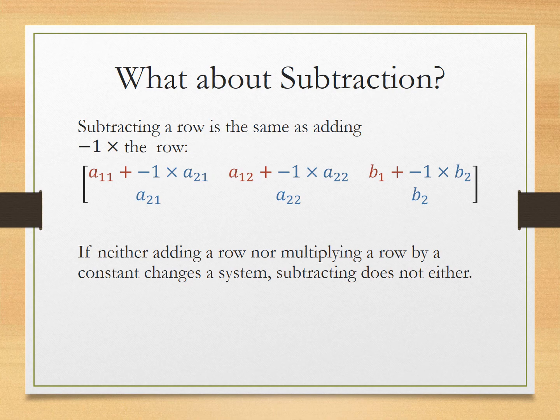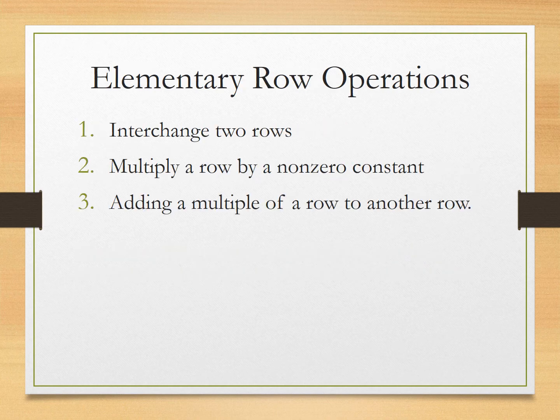So these are all the properties we need to know. Together, they are called elementary row operations: swapping two rows, multiplying a row by a non-zero constant, and adding a multiple of a row to another. These three operations are called elementary row operations, and none of them change the system.